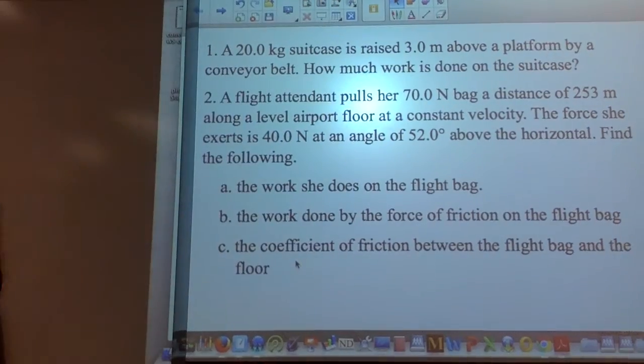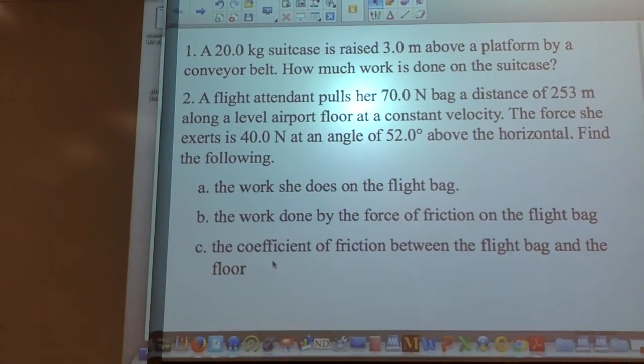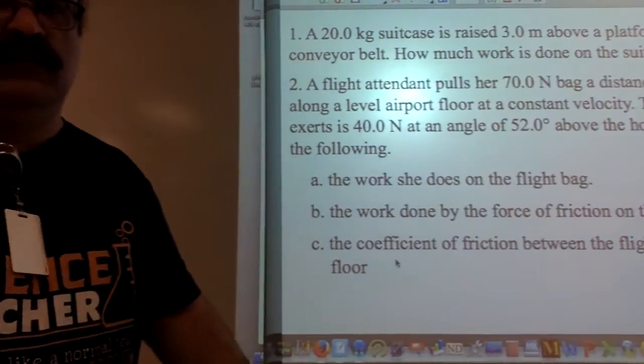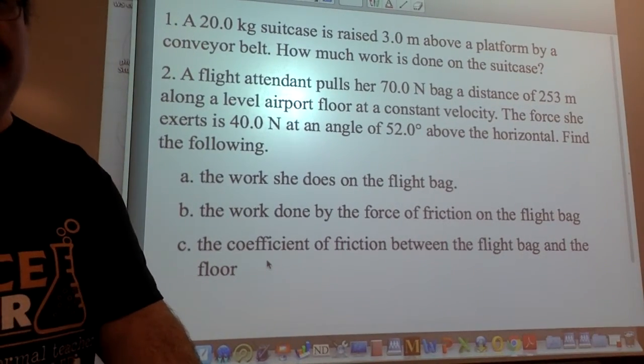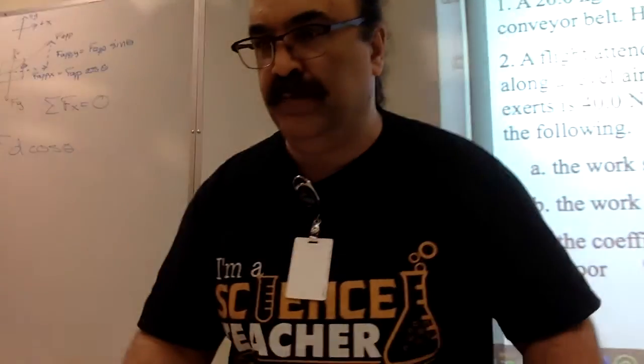Okay, real quick, we'll go over what the problem was. A flight attendant pulls her 70 newton bag across a 253 meter distance at an airport level floor. The force she exerts is 40 newtons at an angle of 52 degrees above the horizontal. Find the following: what work she does on the flight bag, the work done by the force of friction on the flight bag, and the coefficient of friction between the flight bag and the floor.